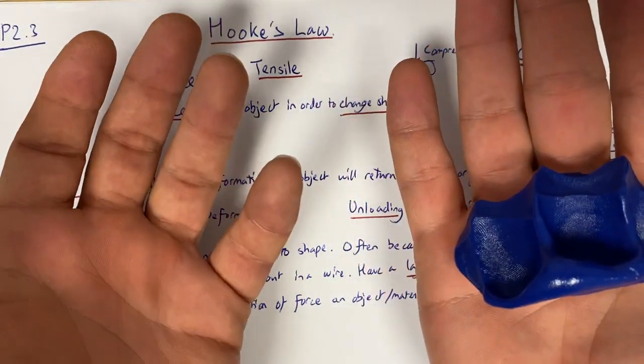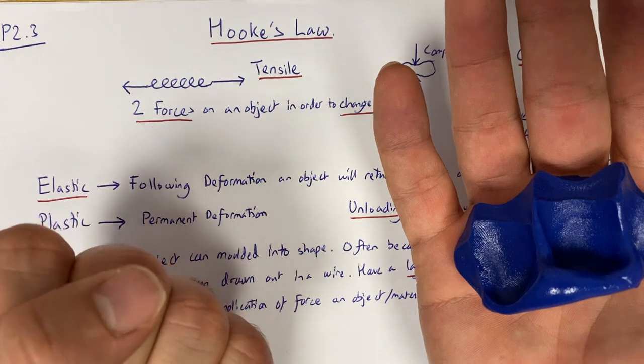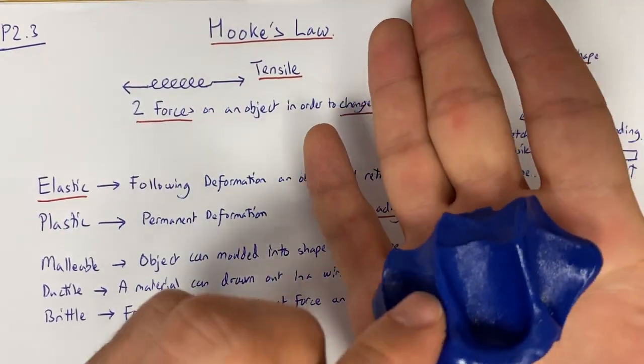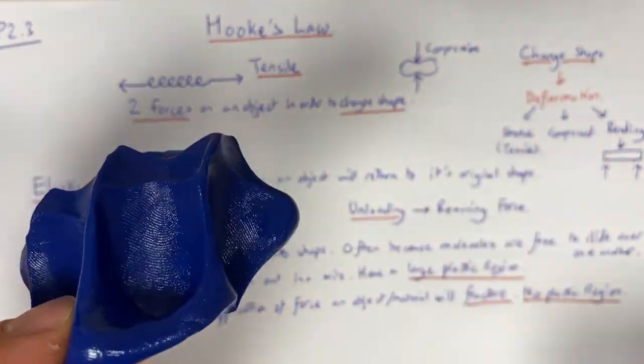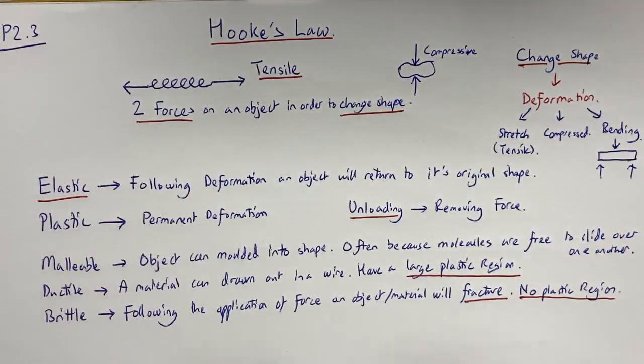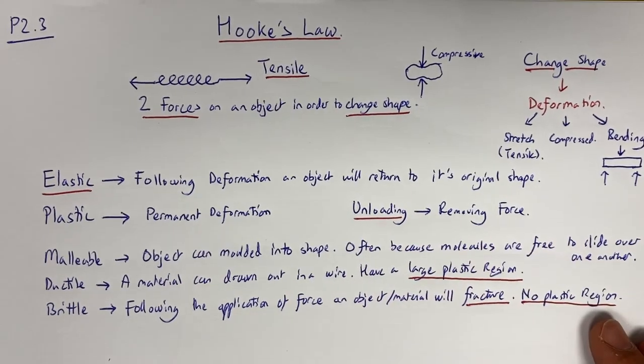Now, that would obviously be different if I'd got, say, for example, a sponge ball in my hand. I could squeeze a sponge ball and it would return to its original shape, okay? So this is behaving plastically. This is elastic. So elastic means an object will return to its original shape. Plastic is when an object is permanently deformed following unloading. And unloading is just the word we use for removing force.